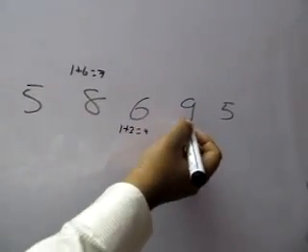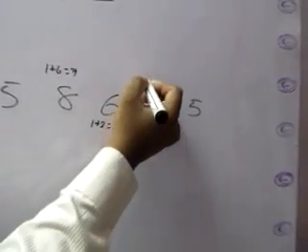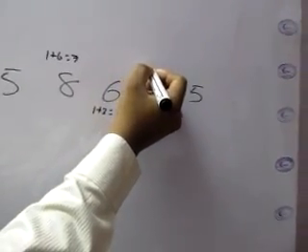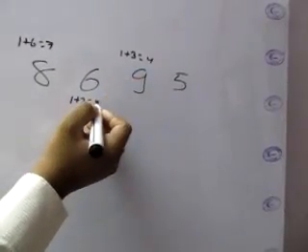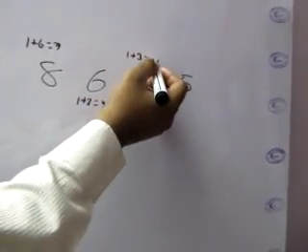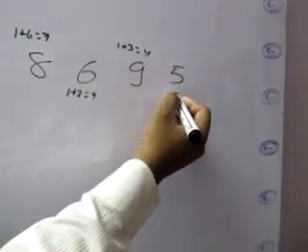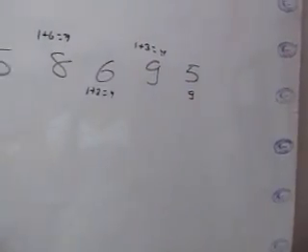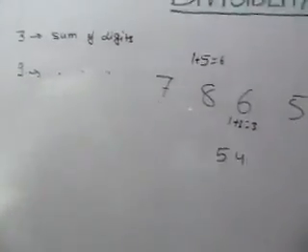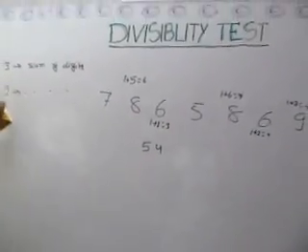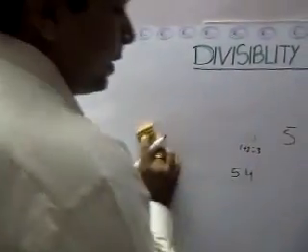9, we don't need to add. The reason behind this: we have 4, then 4 plus 9, 13. 13, 1 plus 3, again 4. So even if we add 9, it doesn't matter. We were at 4, again we are at 4. Then 4 plus 5, 9. So the total summation is 9. Since 9 is divisible by 9, hence the summation is divisible by 9 and the number is divisible by 9. So that was the divisibility test for 3 and 9.